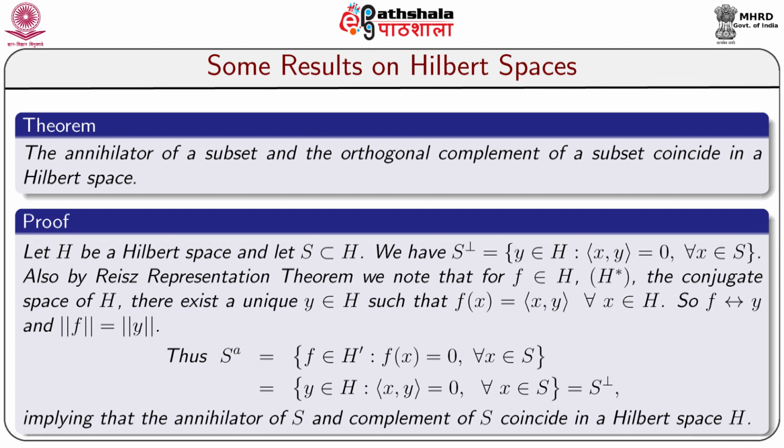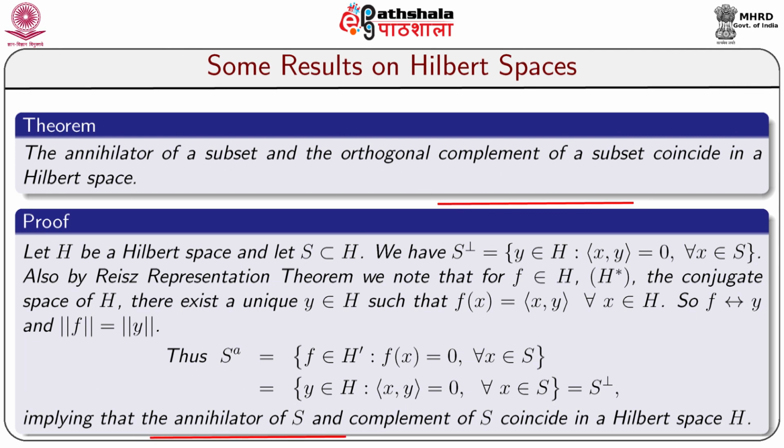The annihilator of a subset means the collection of all bounded linear functionals x' such that inner product (x, x') equals 0, where x' is taken from the set of all bounded linear functionals. So the proof goes below. Let H be a Hilbert space and let S be a subset of H. We have S perp equal to the collection of all elements y belonging to H such that inner product (x, y) is equal to 0 for all x belonging to S.